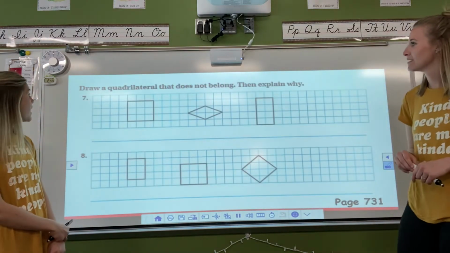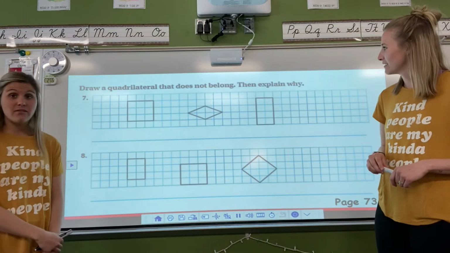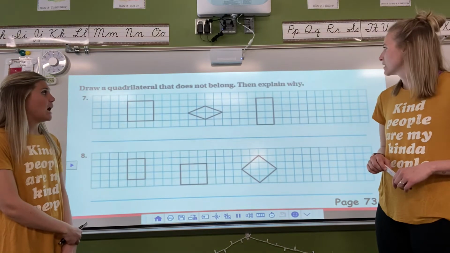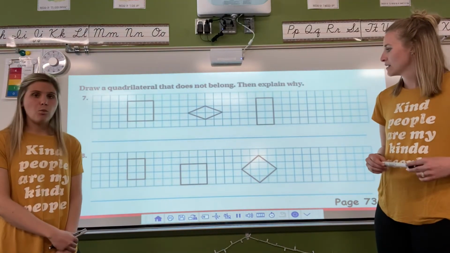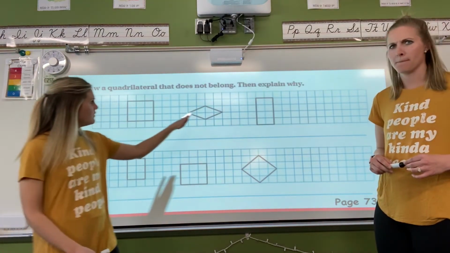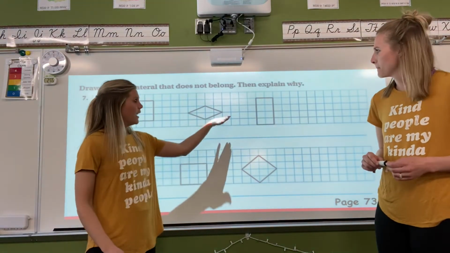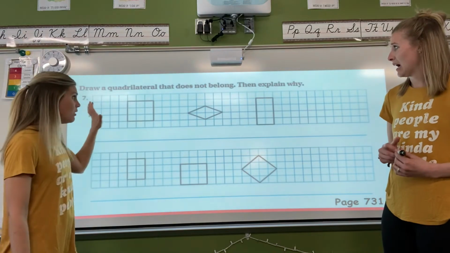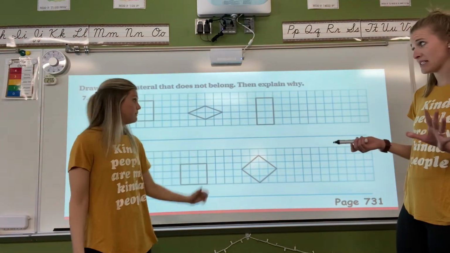All right, we're on number 7 now, on page 731. It says, draw a quadrilateral that does not belong and explain why. So we have to look at all of these quadrilaterals and figure out what they all have in common. Well, I know they all have four sides. Yep, I see that too.